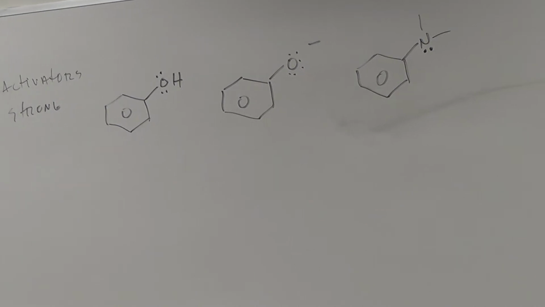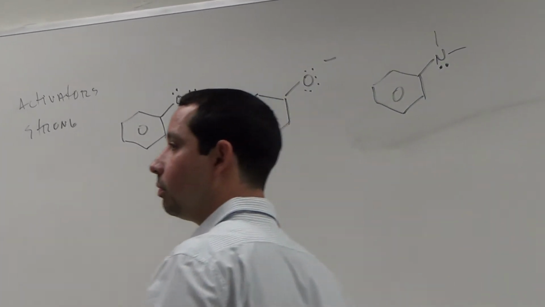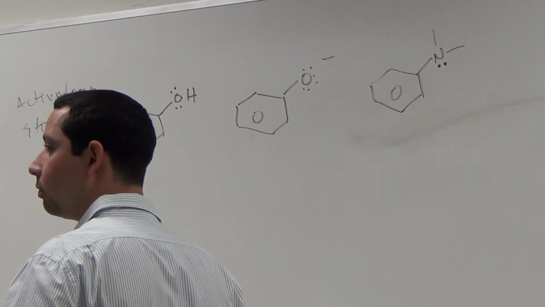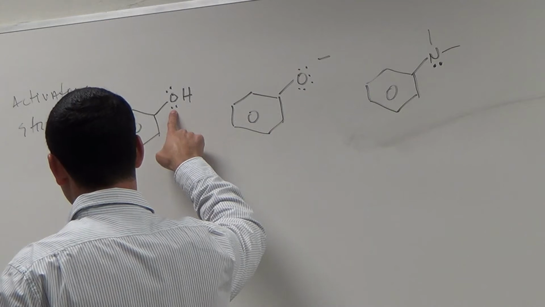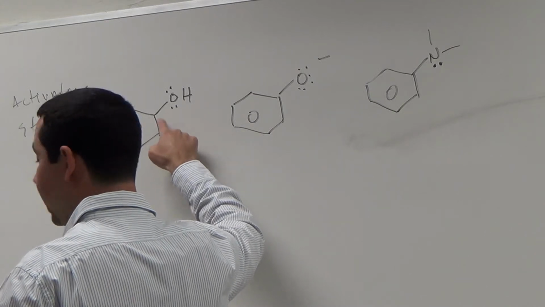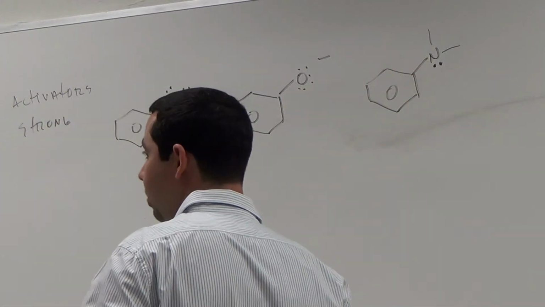Those are strong activators. Can you repeat that again? What is the characteristic of a strong activator? Strong are when it has this lone pair here that it could donate to this. Those can do it very easily.